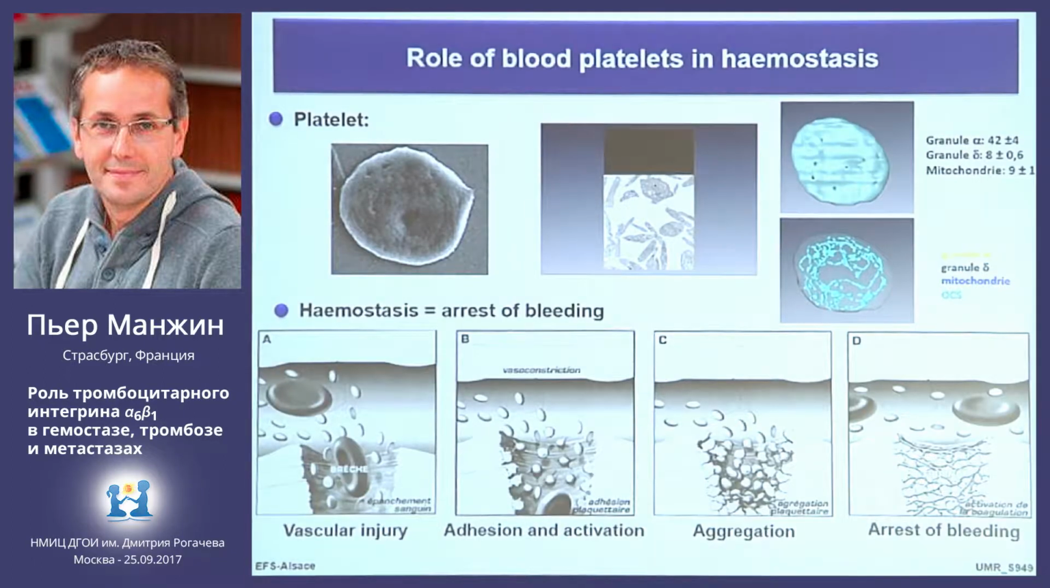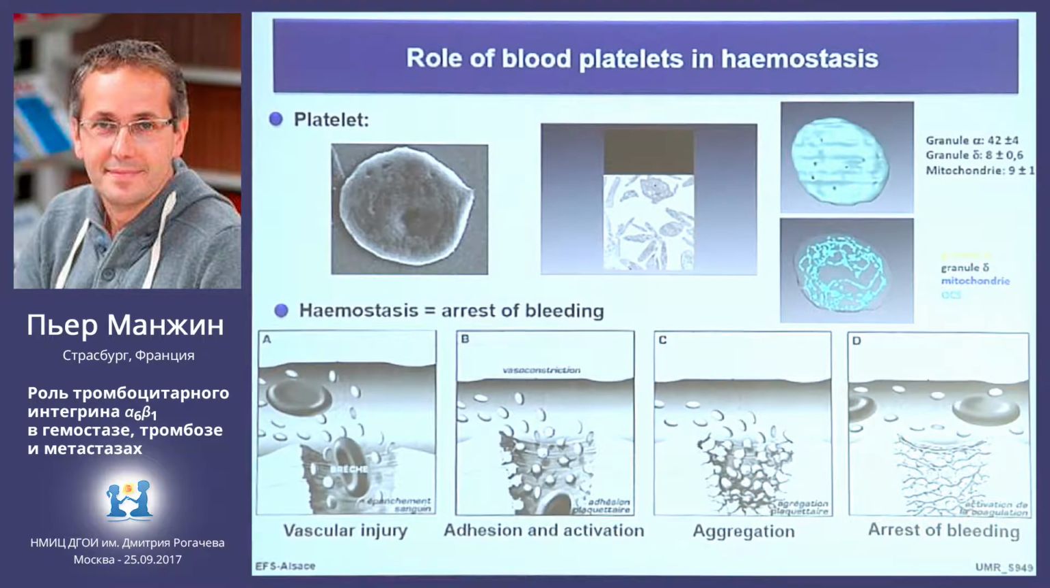My lab in Strasbourg has been interested in blood platelets for a very long time. And platelets, you're probably all familiar with them, are small circulating cells in the blood. They have this typical discoid shape that you can see here.